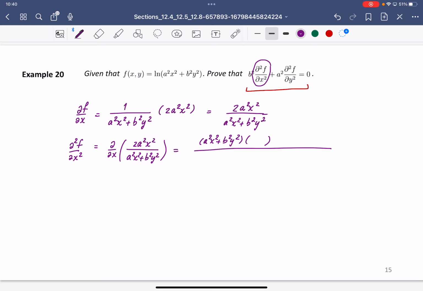Low d high minus high d low, over low square. It's gonna be the tedious calculation here. We're gonna do the same thing with y, and hopefully when you add them up and cancel a lot of things, they're gonna be 0 as you want. So for y, you're gonna do the same thing.